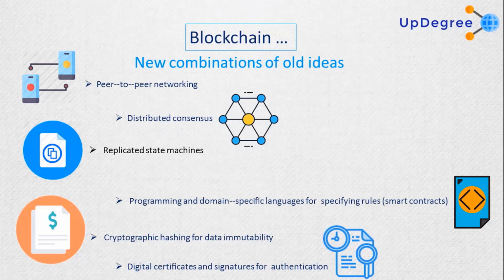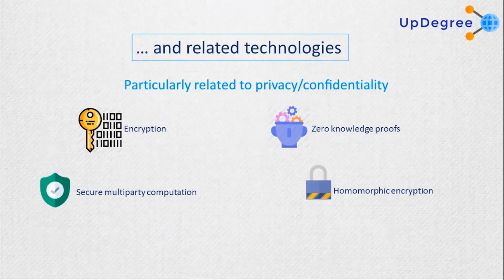So it's peer-to-peer networking. It contains distributed consensus, a replicated state machine. We did understand what is a state machine and how it is different from how the blockchain state machine happens. It is programmable. It has domain-specific rules, like smart contracts for example. It has cryptography for immutability. It has digital certificates, and it goes with signatures for authentication. And it comes with privacy and confidentiality, where you have encryption, multi-party computation, zero-knowledge proofs, and homomorphic encryption.